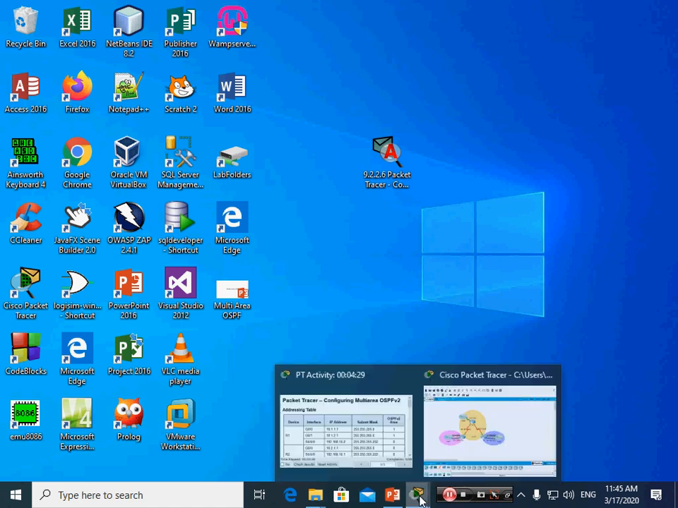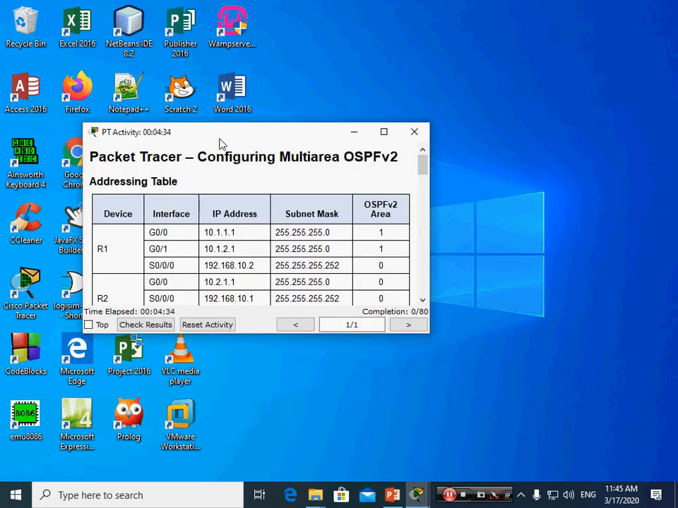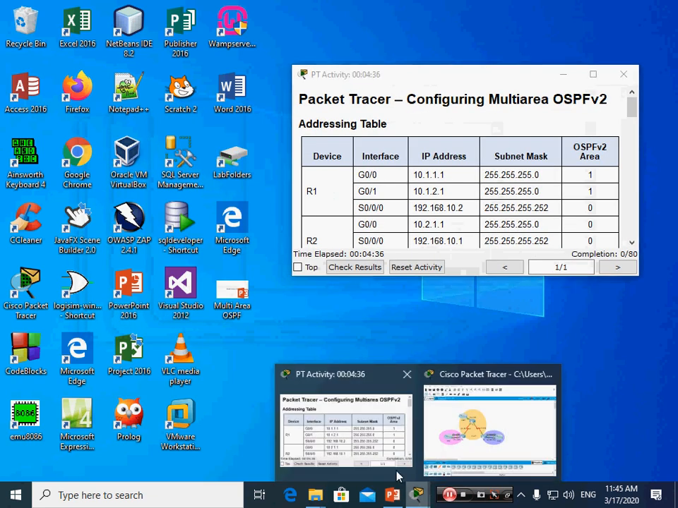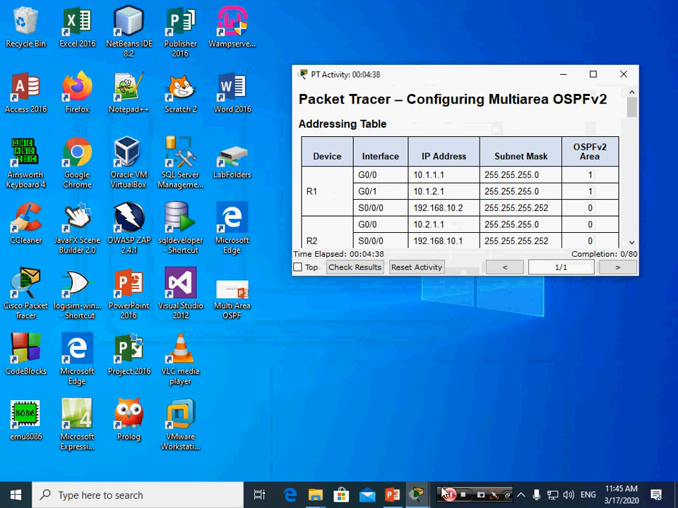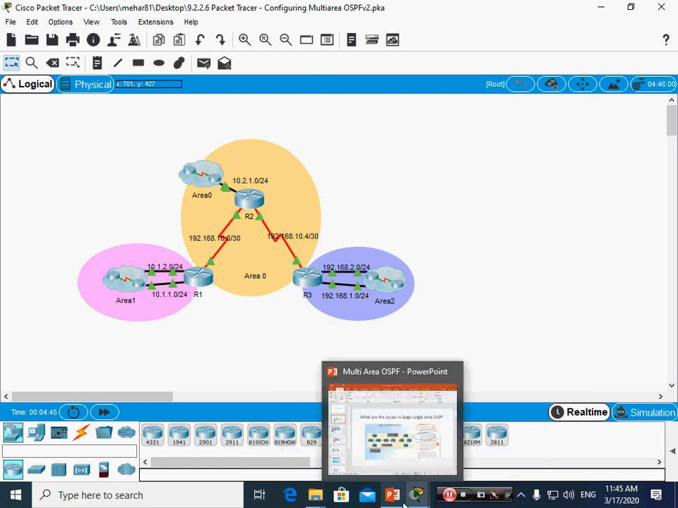Today we will complete our multi-area OSPFv2 activity, and this is the activity. Let it be open. Yes, this is the activity: 9.2.2.6 Packet Tracer, Configure Multi-Area OSPFv2, and the lab number 15. Okay, so lab 15 we are going to complete now.